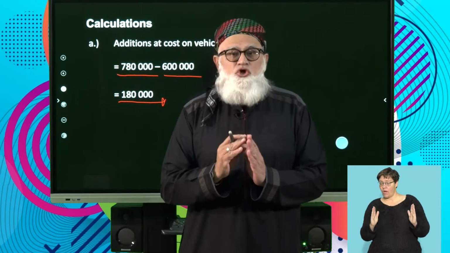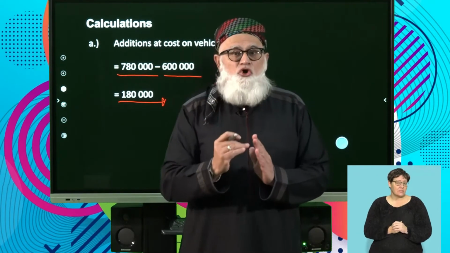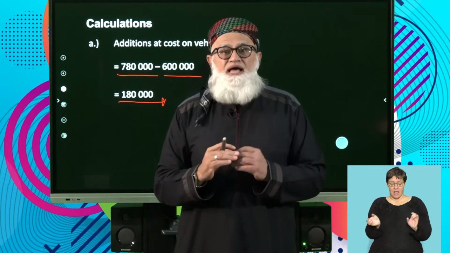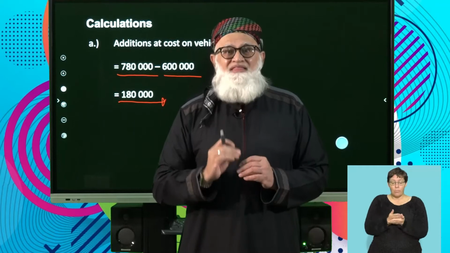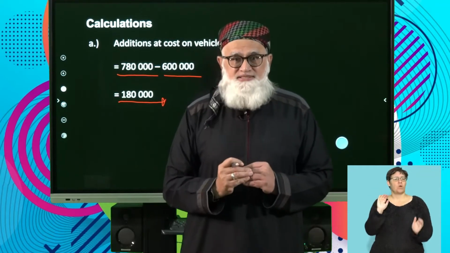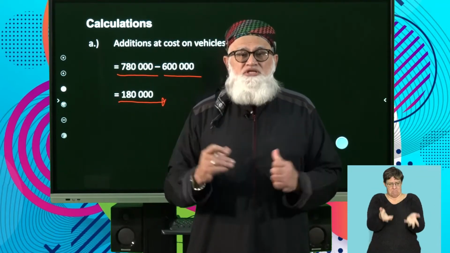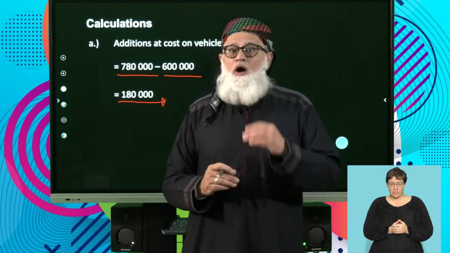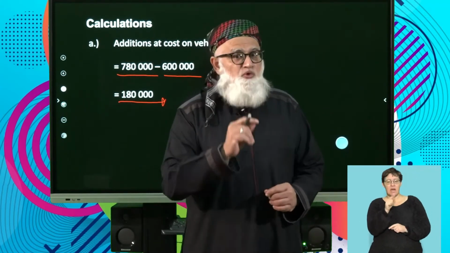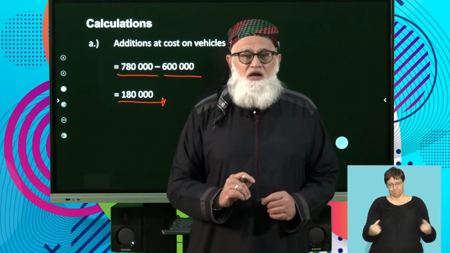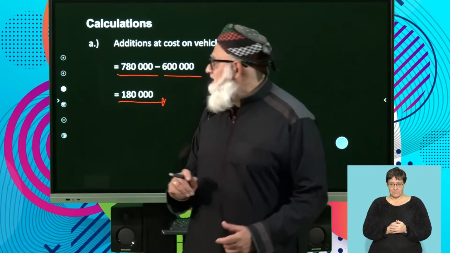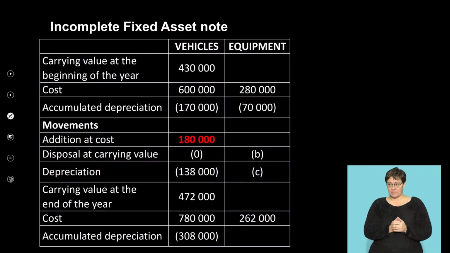Now, be careful about this here. What must you take into consideration? When you're making your comparison with the beginning of the year and the end of the year, if there was no disposal, then it's a straightforward comparison, like we've just done with this particular activity that you've seen here. However, when there's a disposal involved, you cannot just compare the opening balance with the closing balance. Okay? Done and dusted. So there we go. There's our additions at cost, which is 180,000.